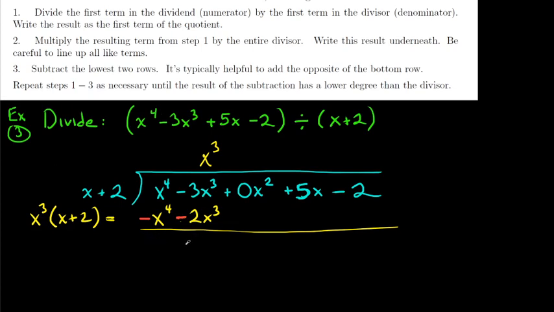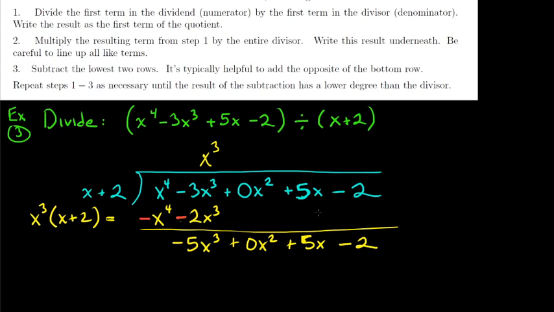And then negative 3x cubed plus negative 2x cubed is negative 5x cubed, right? Not negative 1x cubed. All right, 0x squared plus 0 is still 0x squared, right? Plus 5x plus 0, oops, that's 5x. And then negative 2 plus 0 is negative 2. Okay, so far? Right.